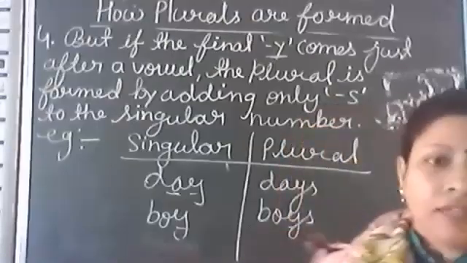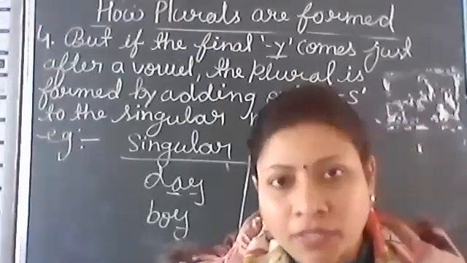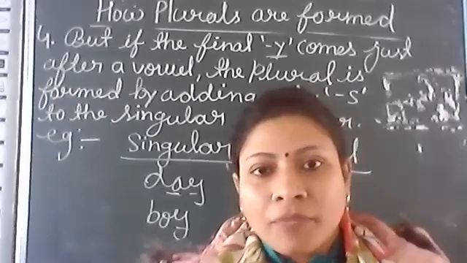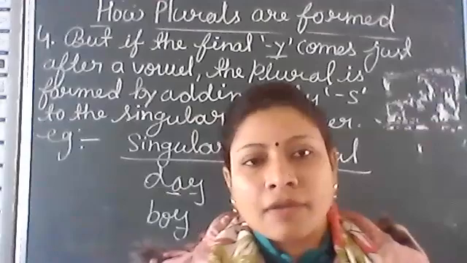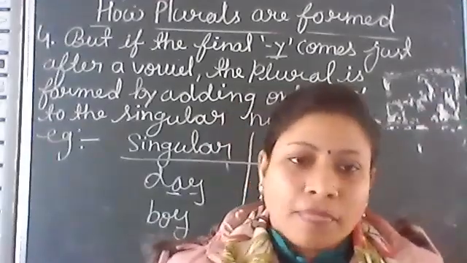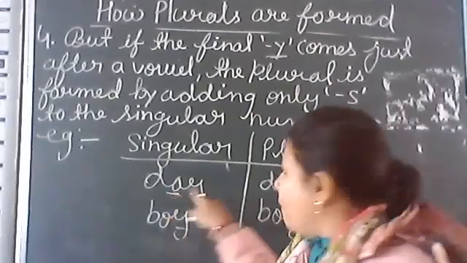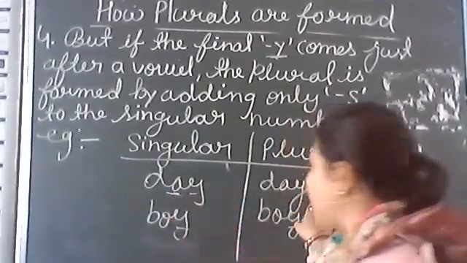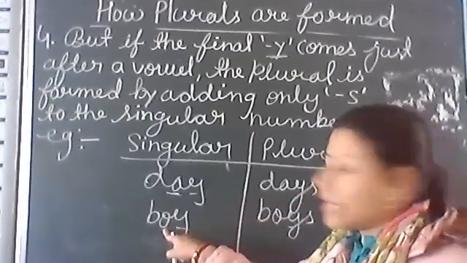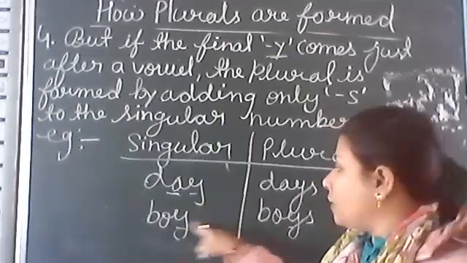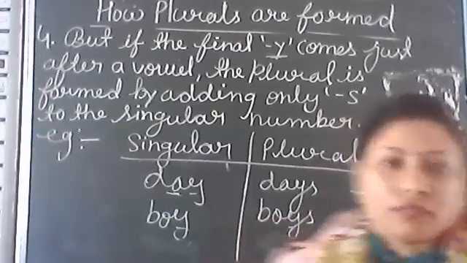So, I repeat the point once again: when we have a vowel before y, we use only s with the singular number, then it will become the plural one. Day, in day, we have a vowel before y, we add s only. Next, boy. O is a vowel and we use only s after y, it will be plural number.